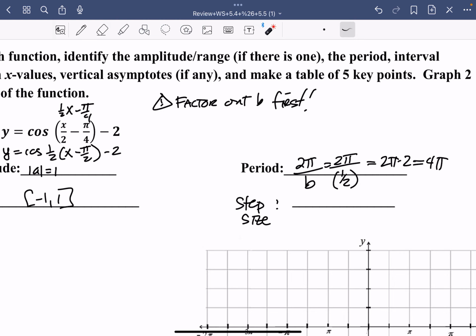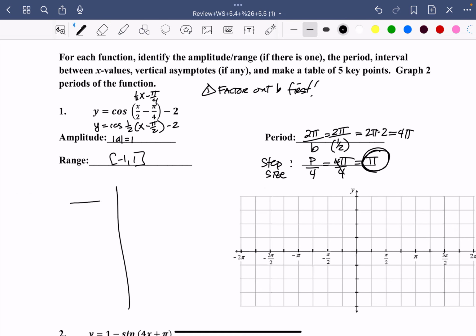Because another way to think of it is, inside of 2 pi, if there's a 1, then you get 1 cycle in 2 pi. If b is 2, then you would get 2 cycles in 2 pi. Or if here, since b is equal to 1/2, you only get a half of a cycle in 2 pi, so that means a full cycle will come in 4 pi. Very good. So step size is always your period divided into 4 pieces. So it's 4 pi divided by 4. In other words, each step is of size pi.